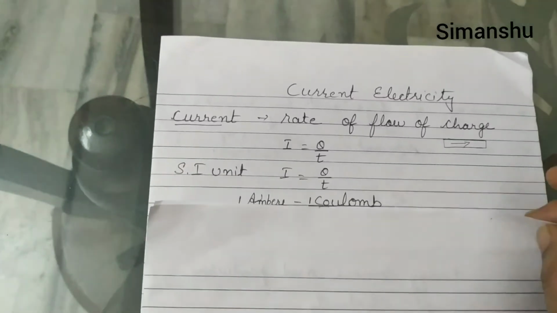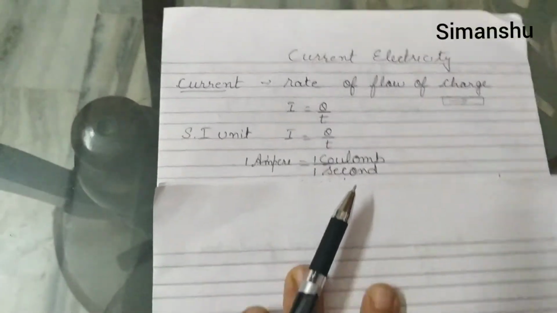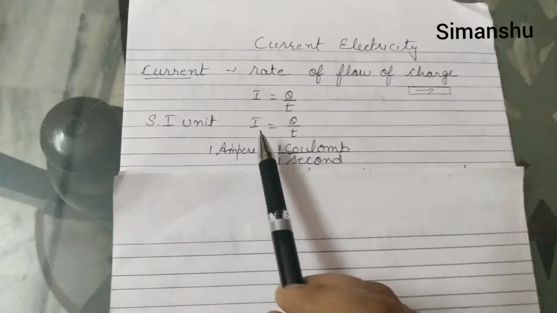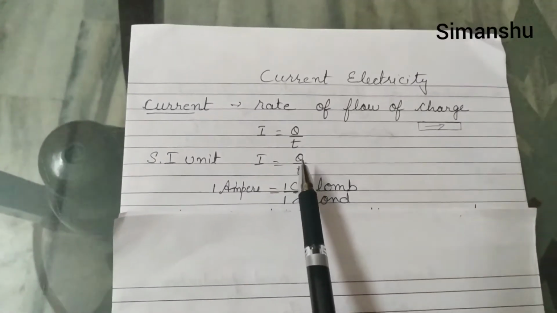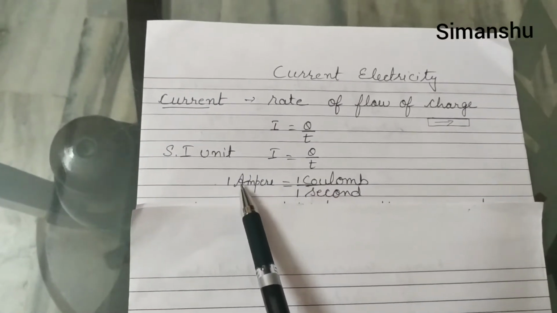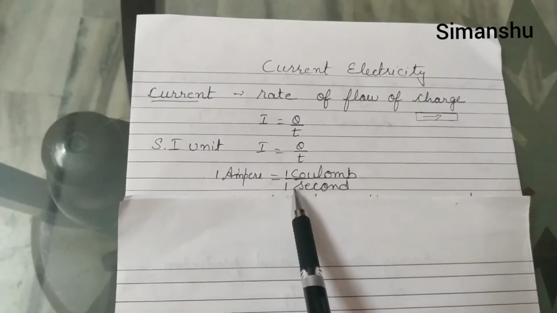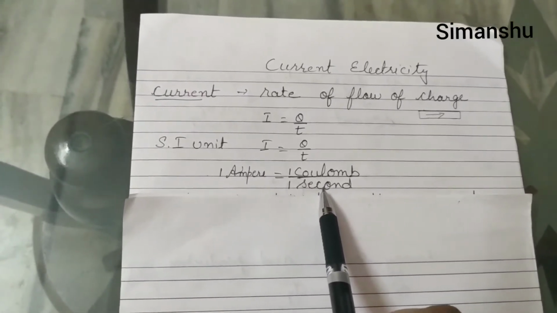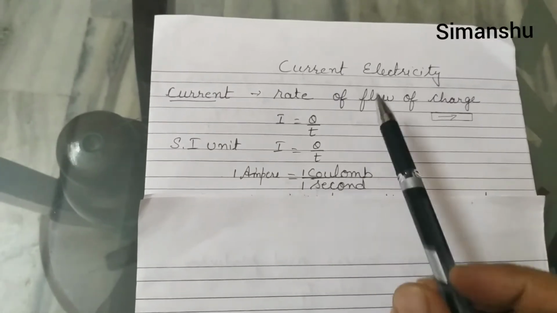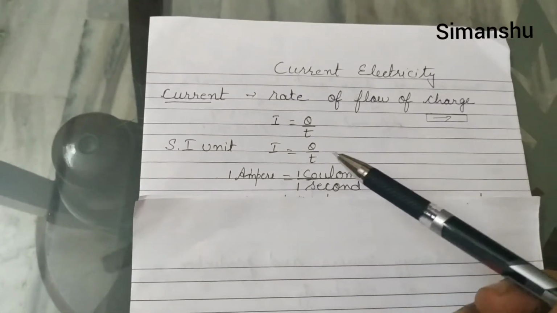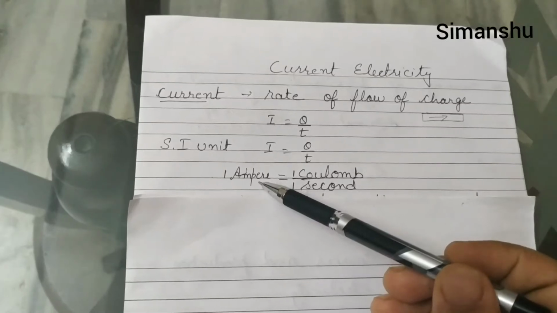So how are we writing it? First I have written the formula for finding the SI unit. I is equal to Q upon T. Then here it is written 1 ampere. 1 ampere is equal to 1 coulomb upon 1 second. So we got the definition and we know the SI unit also.